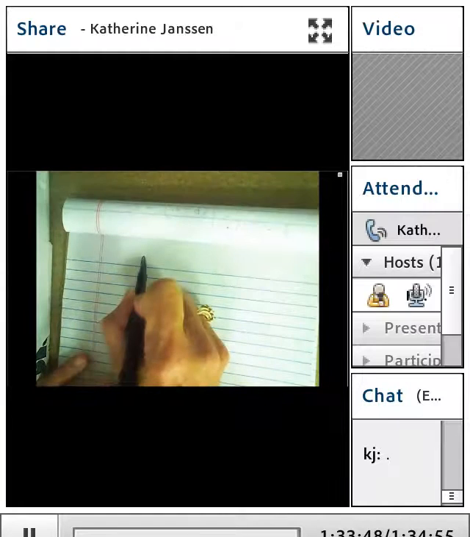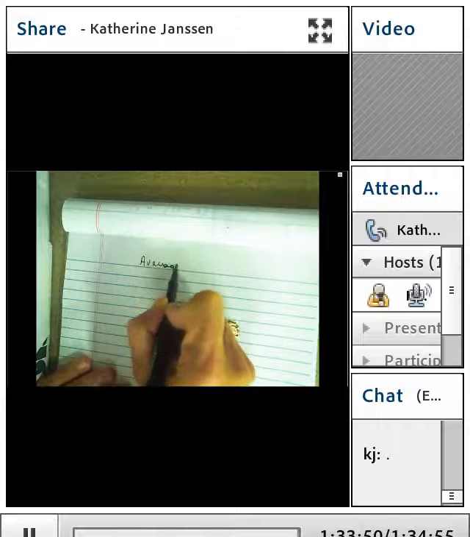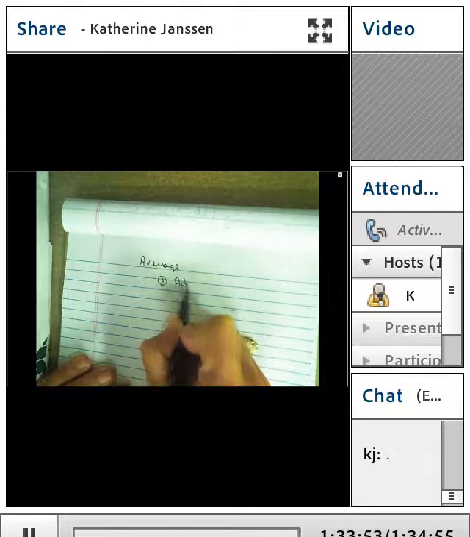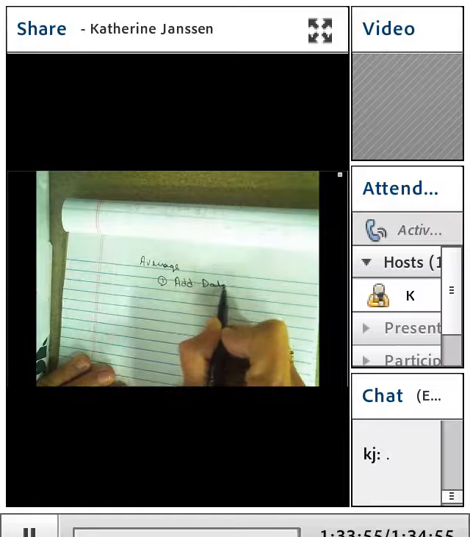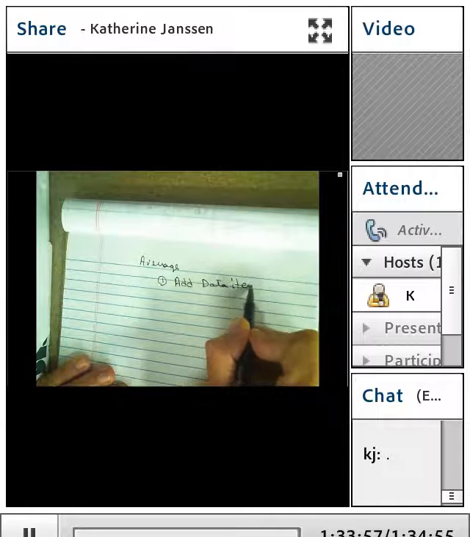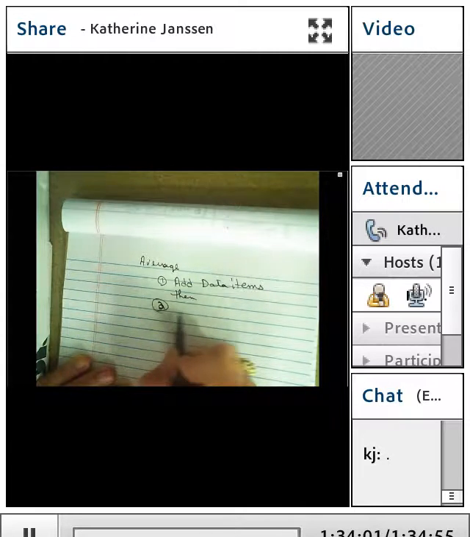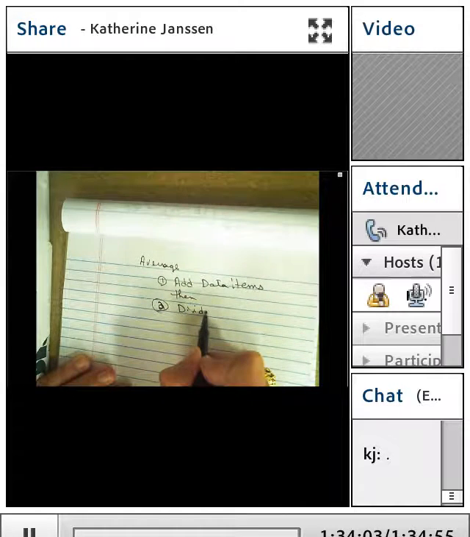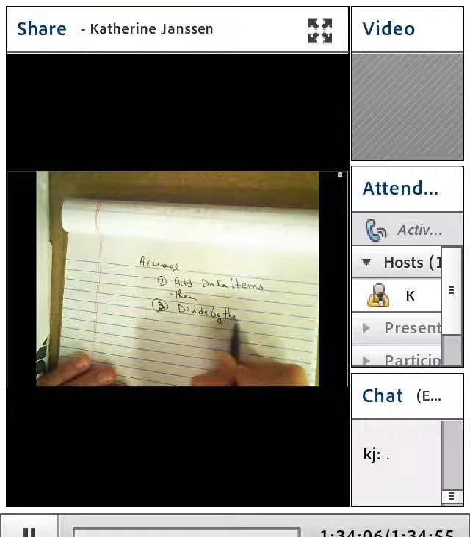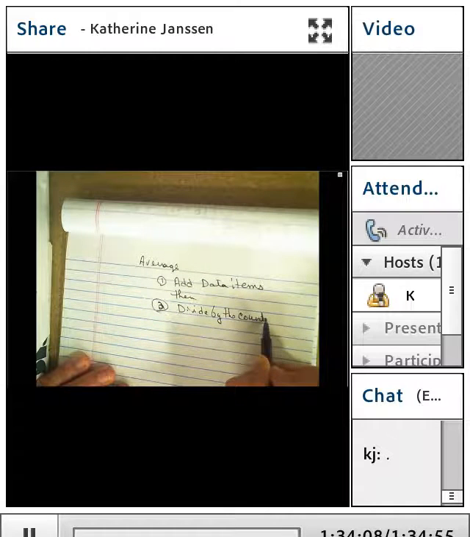With average, remember, to calculate the average: Step 1, add data items first, then divide by the count of the data items.